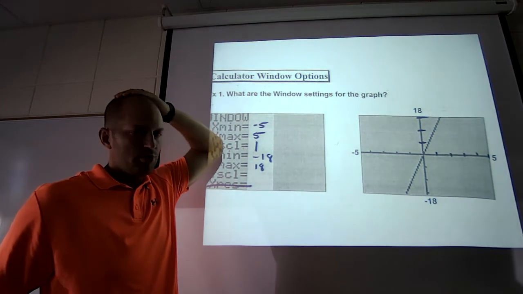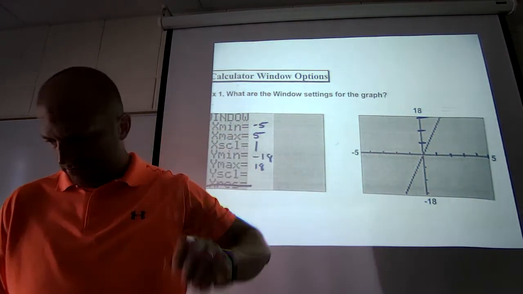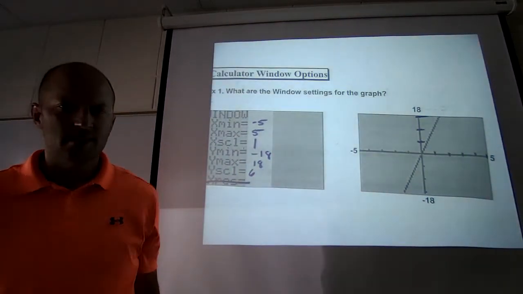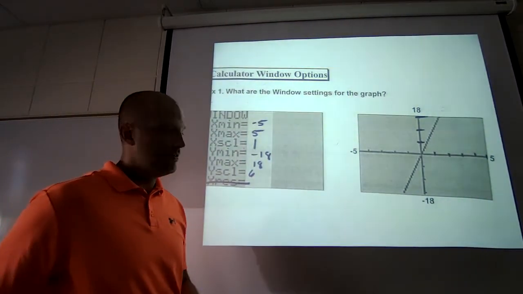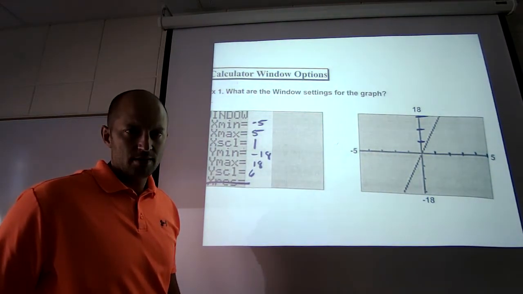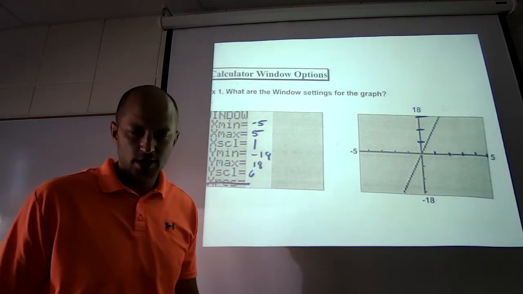6. How'd you do that? Divide by the tick marks. There you go. So if you know what the max is, divide by how many tick marks, that's going to give you your scale. Awesome. Was that Joey again? Somebody else? Was it Joey? Nice job, Joey.